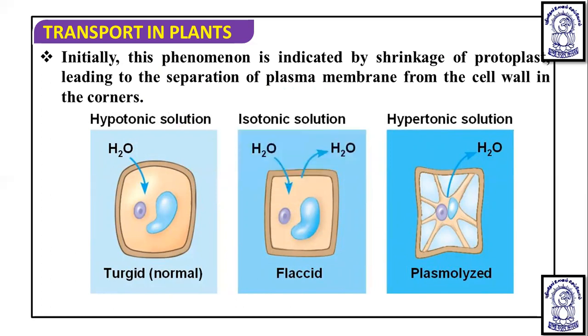And it occurs in 3 steps: limiting plasmolysis, incipient plasmolysis, and evident plasmolysis. So this occurs in 3 steps. First we talk about the steps of plasmolysis, and the first step is limiting plasmolysis.